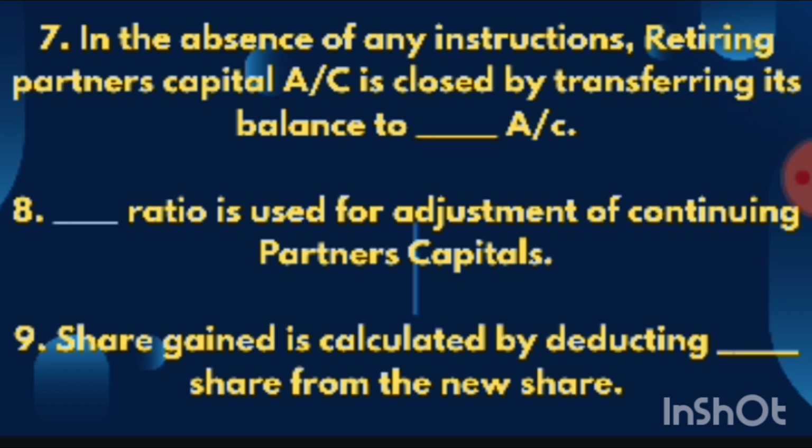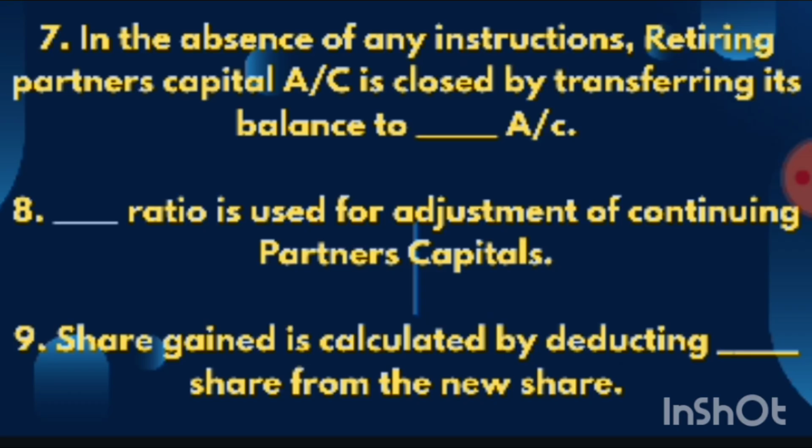In the absence of any instructions, retiring partner's capital account is closed by transferring its balance to dash account, retiring partner's loan account. So in the absence of any instructions, if no instructions given, then retiring partner's capital account can be closed by transferring to his loan account.